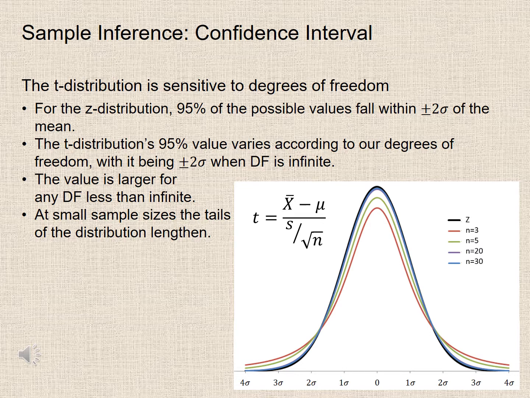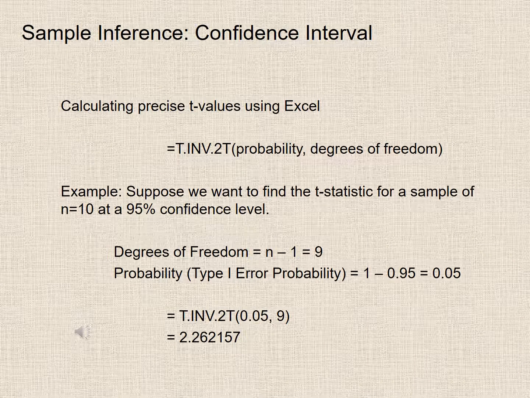The control degrees of freedom has over the t-distribution's width can be seen in this graph, where the z-distribution, with infinite degrees of freedom, is a perfectly normal distribution, where 95% of the possible values fall within 2 standard deviations of the mean. The t-distribution's 95% values vary according to the degrees of freedom, with it being 2 standard deviations of the mean when the degrees of freedom are infinite, and more than 2 standard deviations from the mean when the degrees of freedom are less than infinite. At smaller sample sizes, the tails of the distribution lengthen.